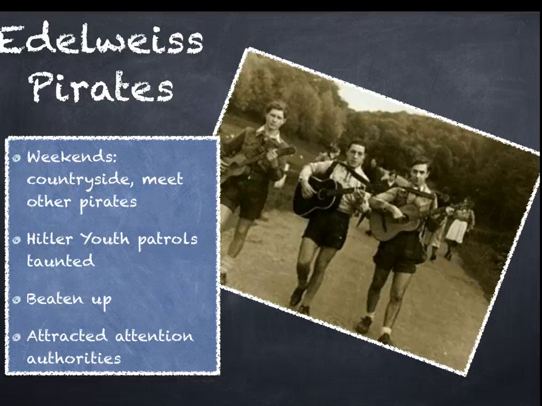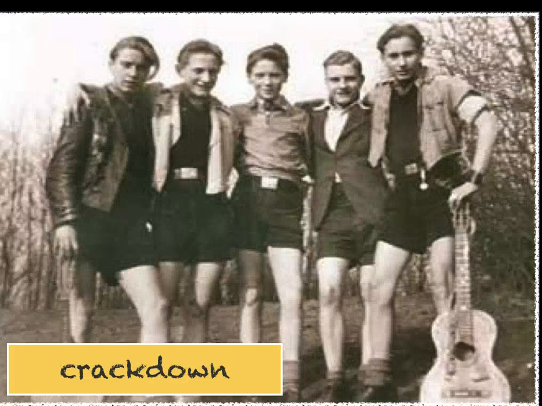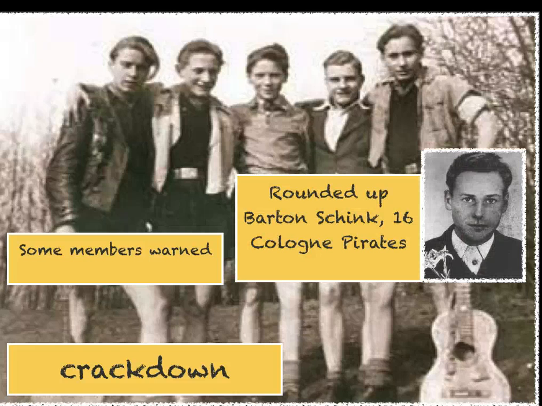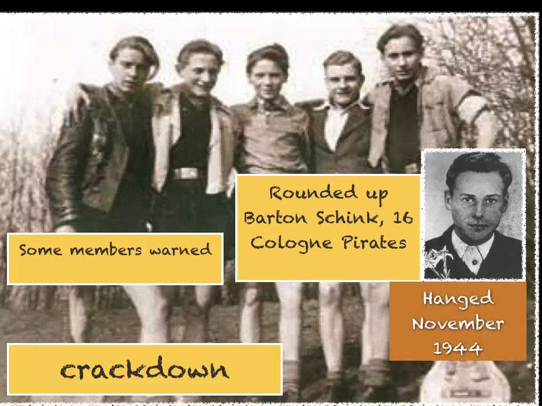Well, this obviously attracted the attention of the authorities, and there was indeed a rather harsh crackdown on the pirates. In particular, some members were warned, and in Cologne, a number of the Cologne pirates were rounded up after an incident, and one of them, a 16-year-old, Barthel Schenk, was indeed hanged in November of 1944. So the authorities did crack down on the activities of the Edelweiss pirates.